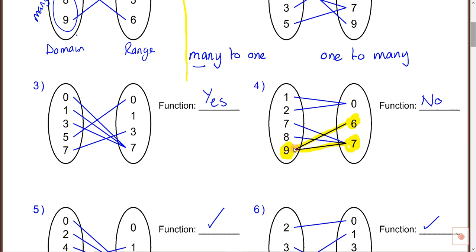And then one to many. So one to many, no, not a function. Many to one, yes, function. Okay?